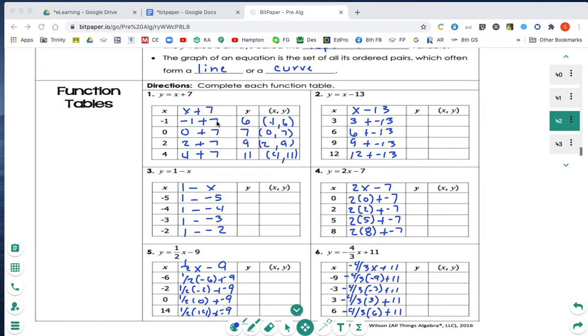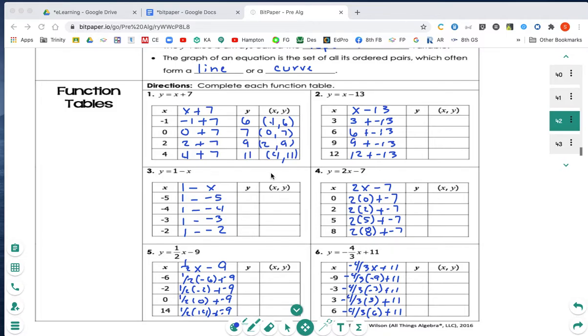So -1 plus 7 is 6. 0 plus 7 is 7. 2 plus 7 is 9. 4 plus 7 is 11. Now that I have my x coordinate and I have my y coordinate, I'm going to write my ordered pair. So my -1 goes in for my x, my 6 goes in for my y. The 0 goes in for the x, the 7 goes in for the y. The 2 goes in for the x, the 9 goes in for the y. The 4 goes in for the x, and the 11 goes in for the y.